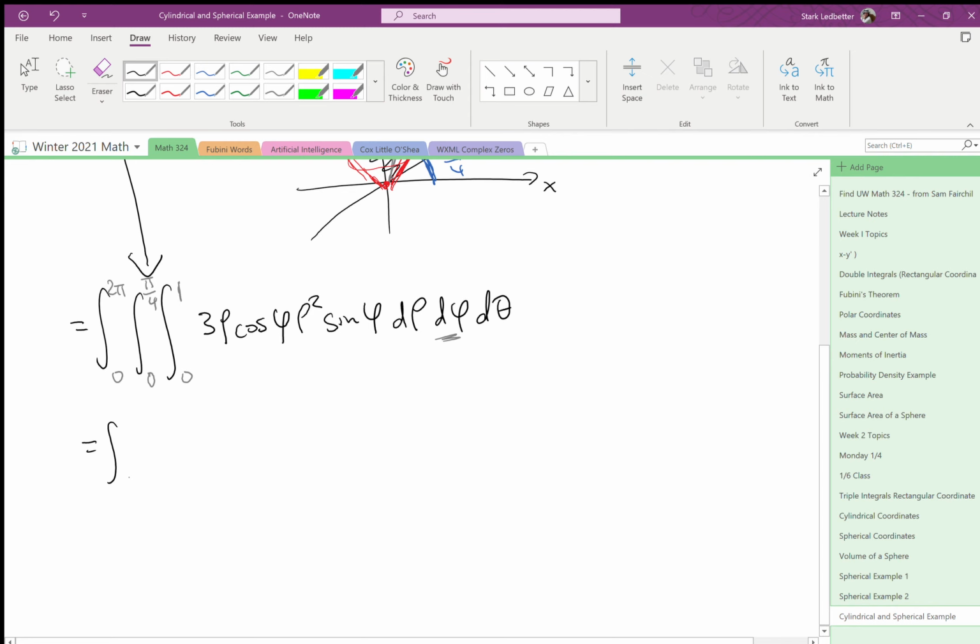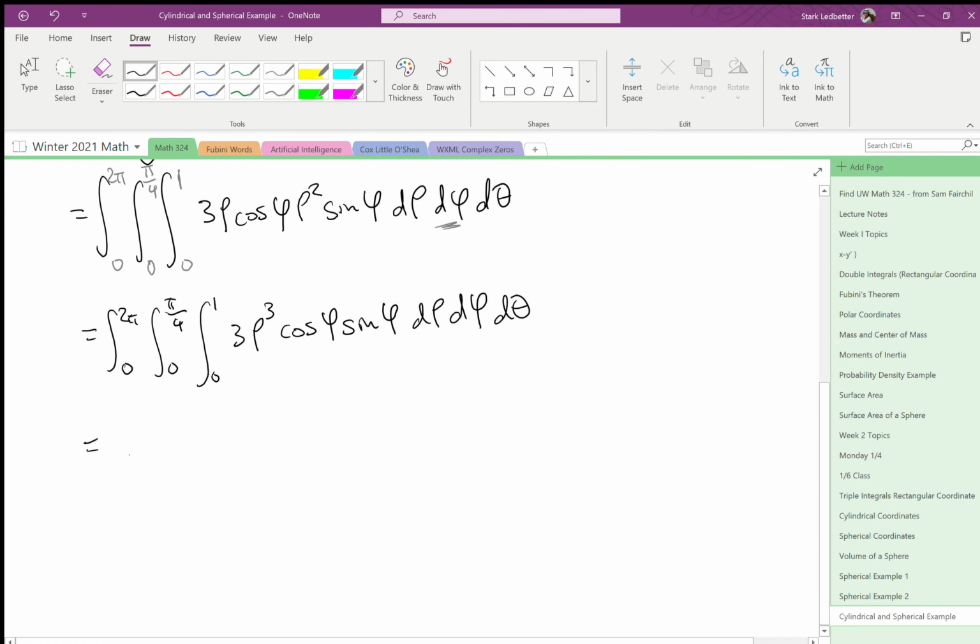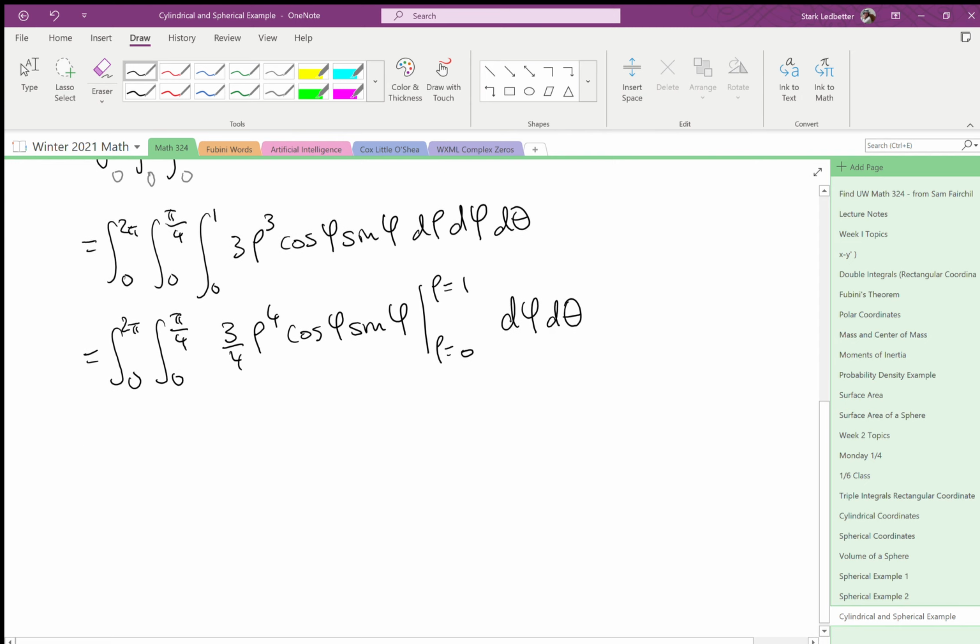Okay, excellent. And then we just integrate. So let's see what happens. This is 0 to 2 pi, 0 to pi over 4. Let's clean this up a little. So this is 3 rho cubed cosine phi sine phi d rho d phi d theta. We'll integrate with respect to rho first. So 0 to 2 pi, 0 to pi over 4. This is 3/4 rho to the 4th cosine phi sine phi d phi. Sorry, I need to put in bounds still. So rho goes from 0 to 1. And then later I will need to integrate with respect to phi and theta still.